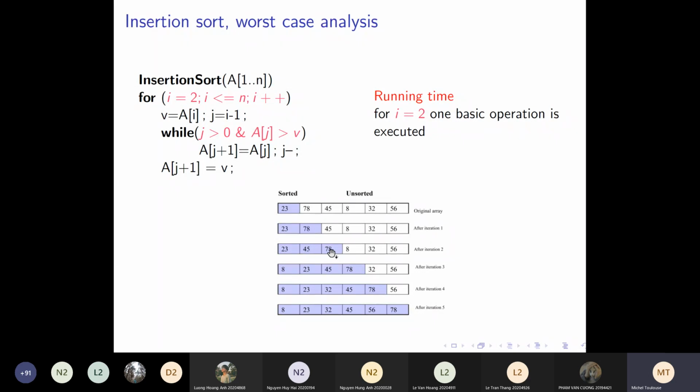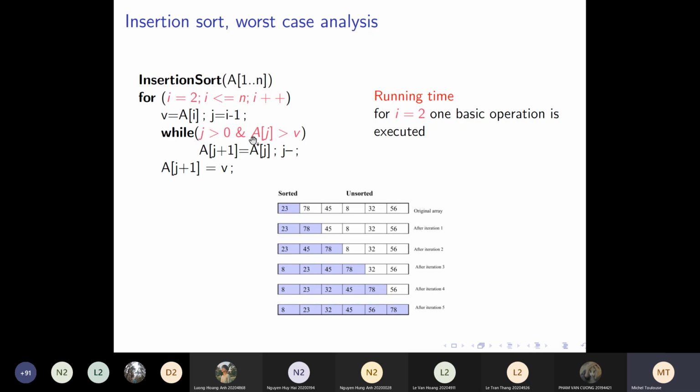Okay. So, and that's the way it goes. The next one to be considered is 8. So we will move 8 into the sorted part until it reaches the right position. And each time I move 8, I swap 8 and the next element that is larger than 8. And I do this until we arrive at a position where the next element is smaller, or we are at the end of the array.